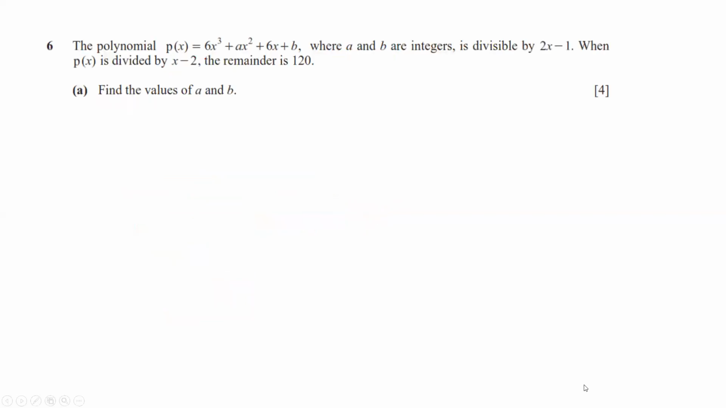So moving ahead, question number 6. It says a polynomial p(x) equals 6x cubed plus ax squared plus 6x plus b, where a and b are integers, is divisible by 2x minus 1. When p(x) is divided by x minus 2, the remainder is 120. It says find the values of a and b.